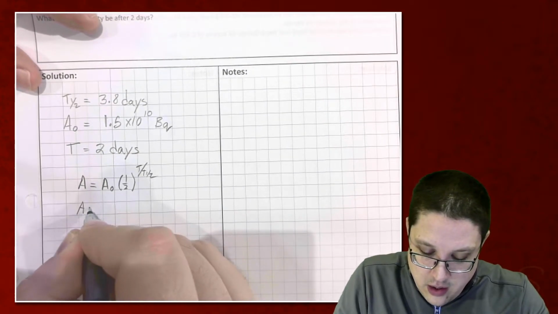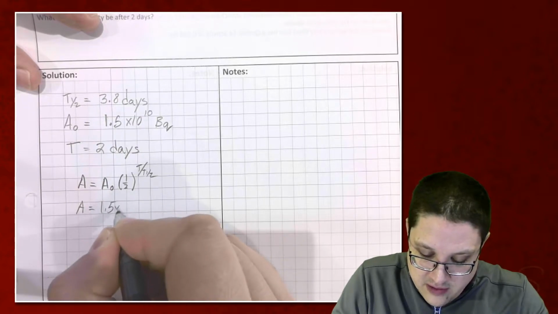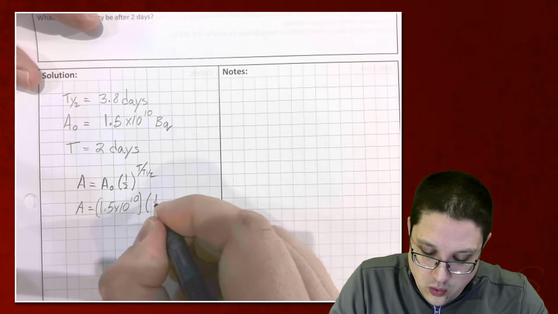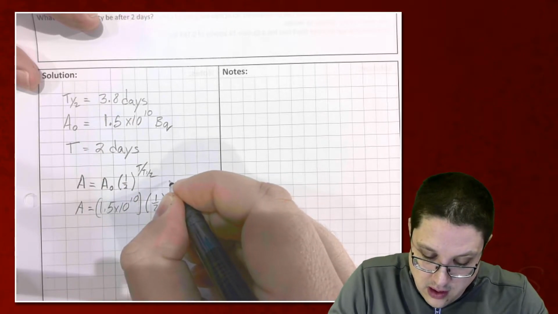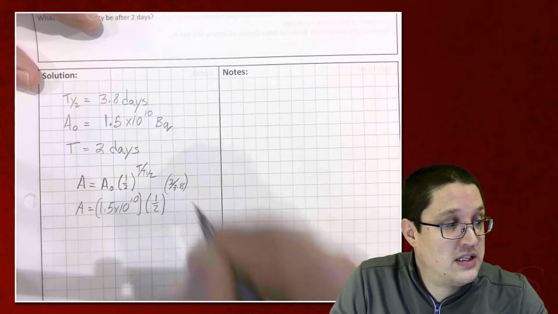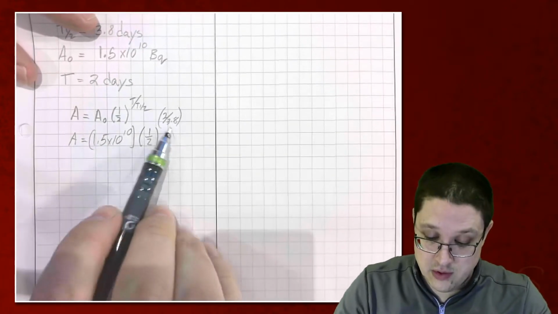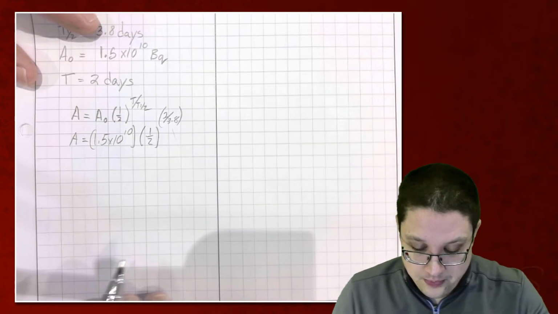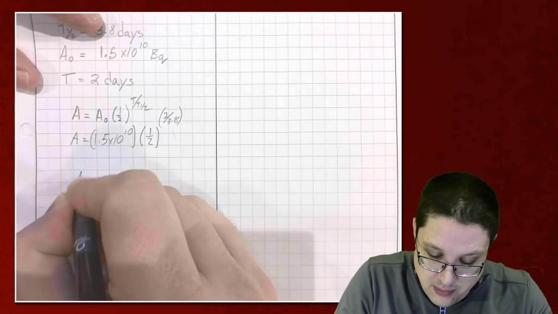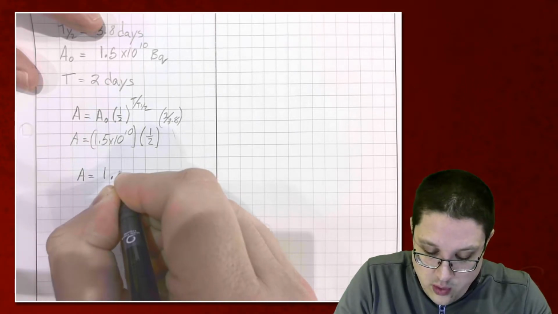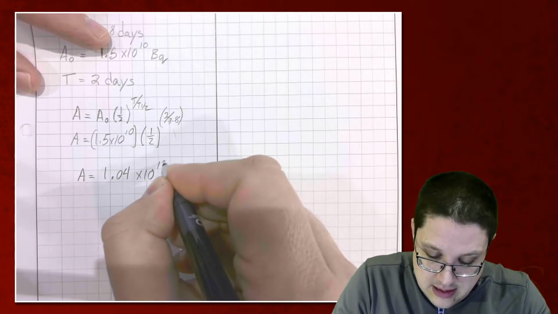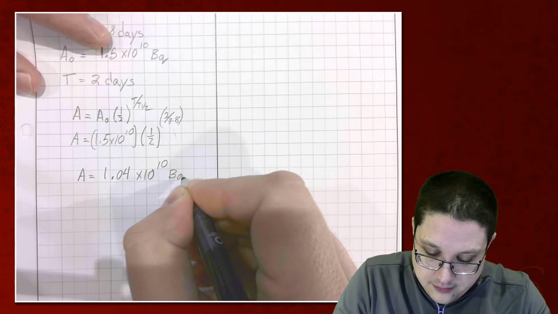That means that my new activity is 1.5 times 10 to the 10th becquerels times 1/2 to the power of 2 divided by 3.8. And make sure you do this first. Make sure that you're following BEDMAS here. Do that before you do the exponentiation. So working through that, what I end up with is my new activity is 1.04 times 10 to the 10th becquerels.